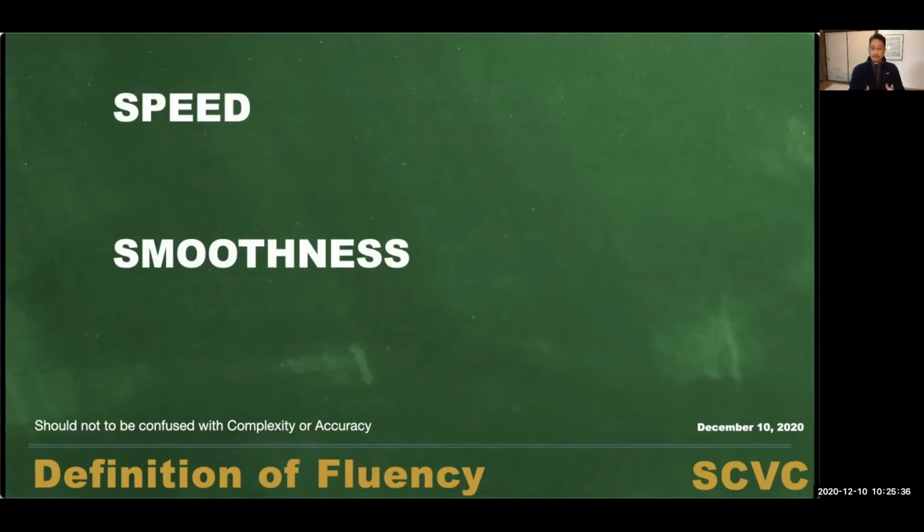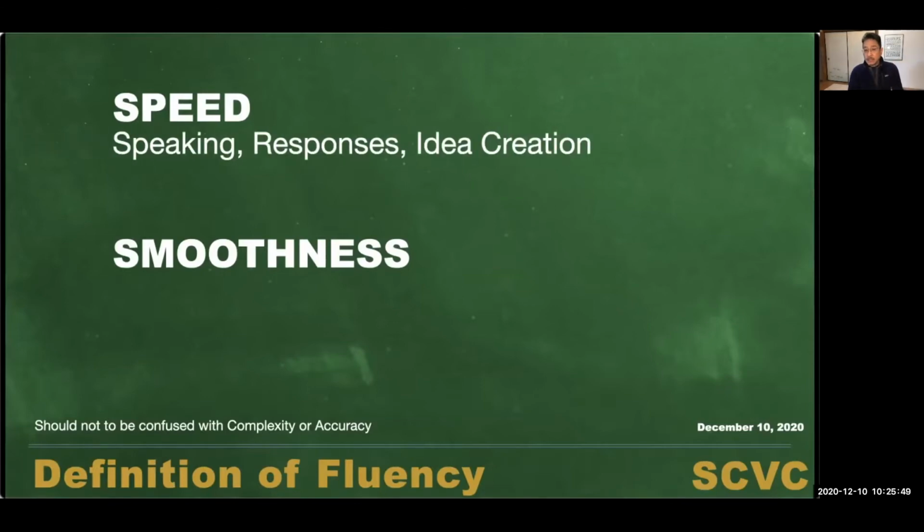Speed and smoothness. Those are the two easiest words that you can say to your students. If you think about the problems that your kids who actually can start uttering English have, they speak slowly. They make ideas slowly. They respond slowly. They know what they want to say, but it just doesn't come out. And I'm sure we've all had this problem.